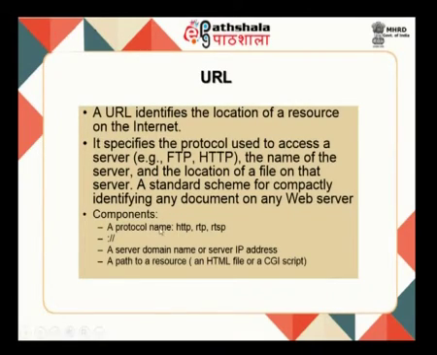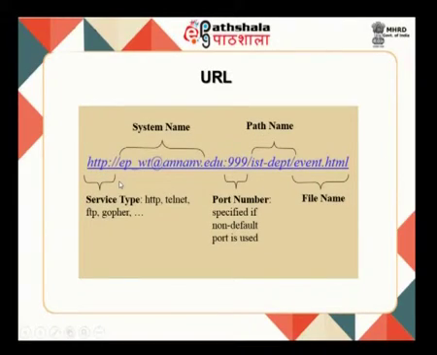A standard scheme for compactly identifying any document on any web server. So, the components of a URL are: we need to give a protocol name, which can be HTTP, RTP or RTSP, and a colon, and then double slash, then the server name, a domain name or a server IP address. Following it, we need to give the path to a resource.